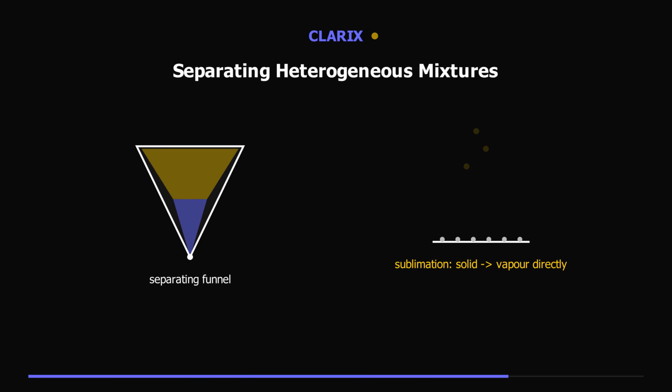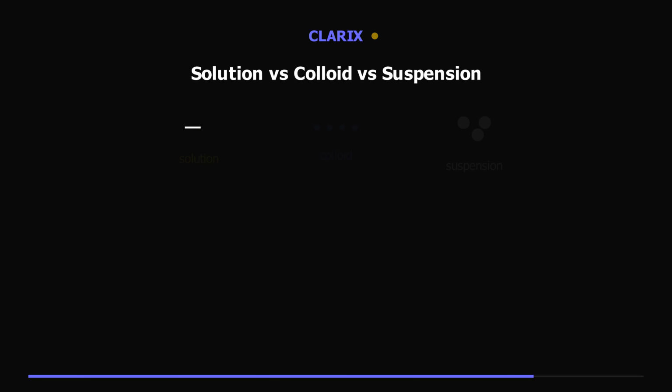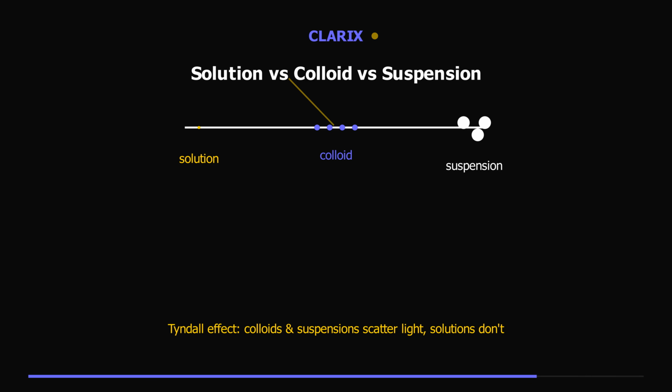And coagulation uses a coagulant, a substance that makes fine suspended particles clump together into larger masses that settle out. Alum does exactly this in muddy water, turning fine suspended dirt into settleable clumps. Now here's what ties it all together. Particle size. Solutions have the smallest particles, too small to scatter light, and they never settle.